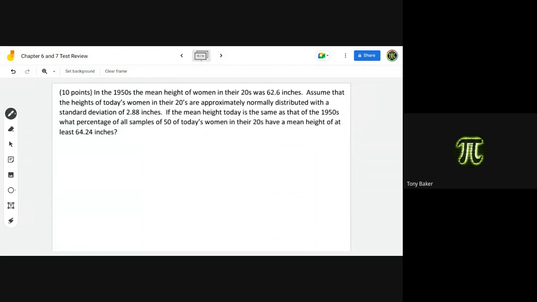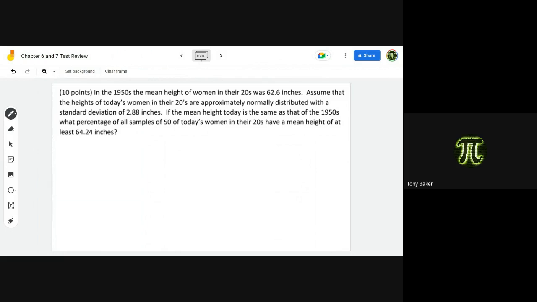In the 1950s, the mean height of women in their 20s was 62.6 inches tall. Assuming the heights of today's women in their 20s are approximately normally distributed, with a standard deviation of 2.88. If the mean height today is the same as that of the 1950s, what percentage of all samples of 50 of today's women in their 20s have a mean height of at least 64.24 inches? Okay. Really complicated way to say exactly what we were just doing.